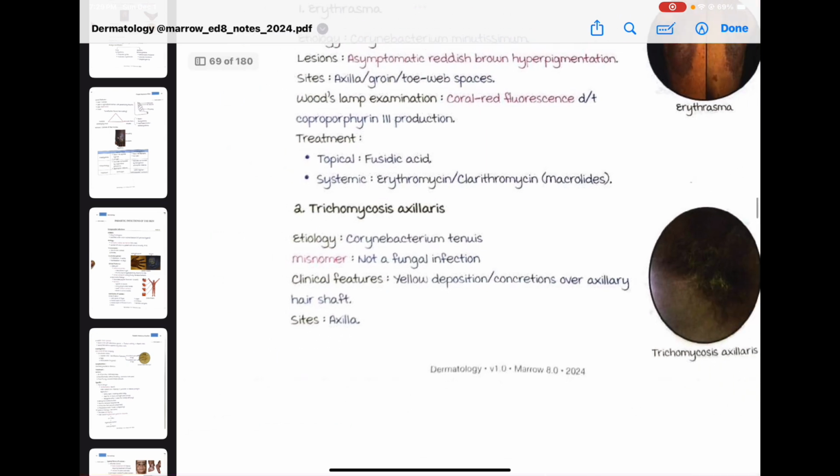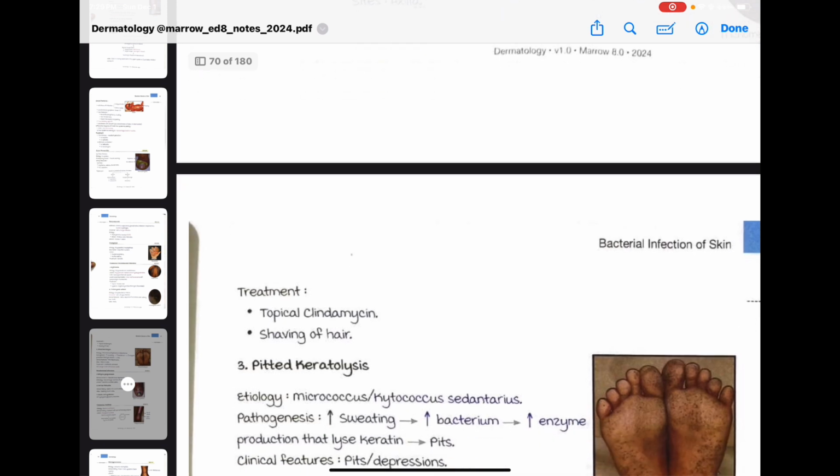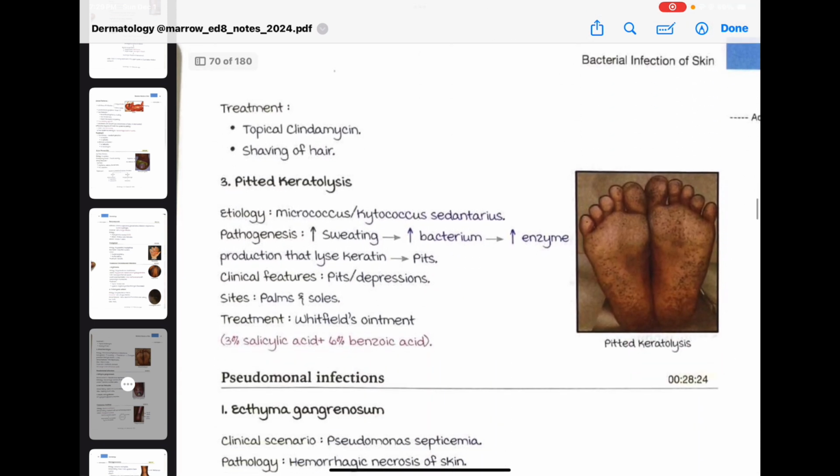And what is the treatment? Topical clindamycin and shaving of hair. Simple as that.